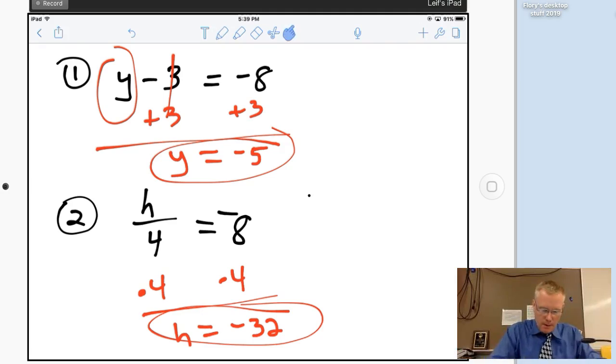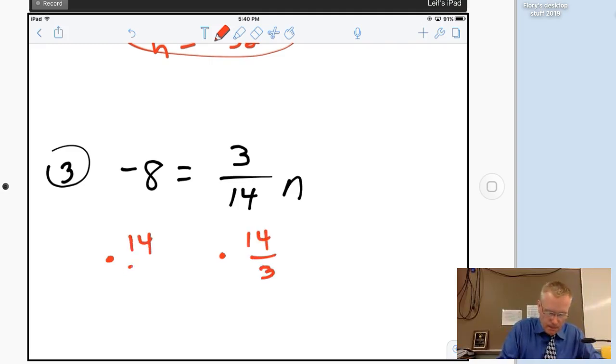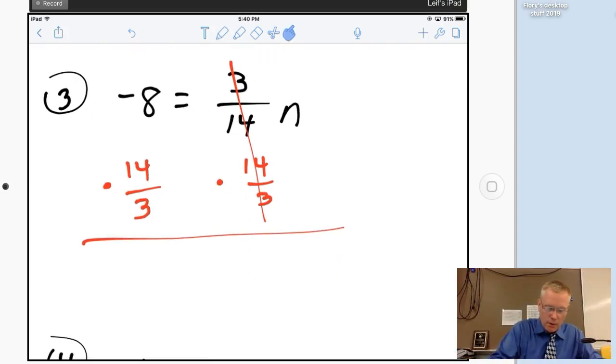Okay. Next one. Now this one's a little trickier because I'm going to use the reciprocal. You'd either divide by the fraction, which means you flip and multiply when you divide fractions. So if I just multiply by 14 over 3, then those will cancel. They'll be like 1.